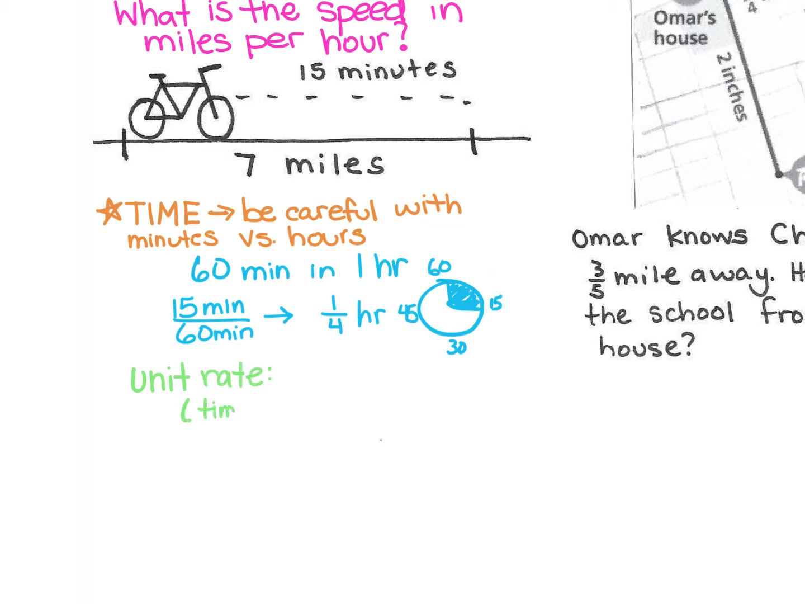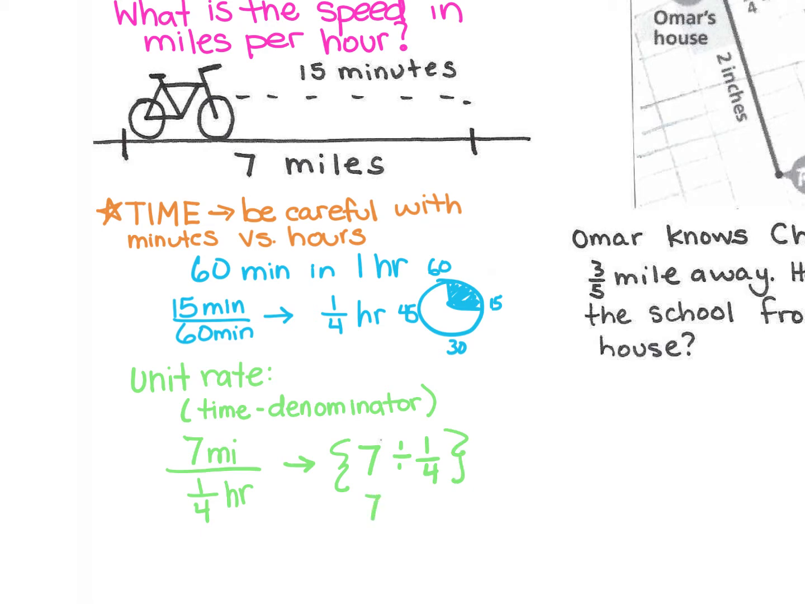Remember, time is usually in the denominator. So our hours here would be in the denominator. And we know that we're going 7 miles per 1/4 of an hour. What we have right here is a complex fraction. I like to think about this as 7 divided by 1/4. That's what you would plug into your calculator. Or you can do it without a calculator. Keep, change, flip. 7 over 1 times 4 over 1.